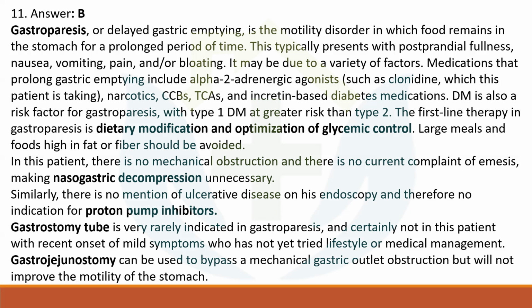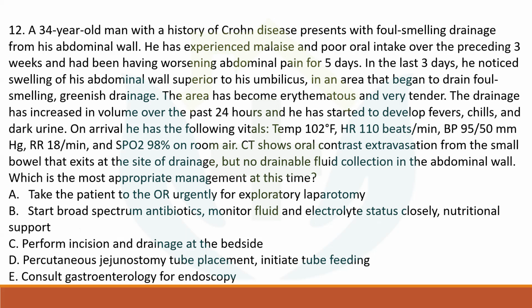Okay, now the next question. This is a 34-year-old man with Crohn's disease presenting with foul smelling drainage from the abdominal wall. He has experienced malaise and poor oral intake over the preceding 3 weeks and worsening abdominal pain for 5 days. For the last 3 days, he noticed swelling of the abdominal wall superior to the umbilicus in an area that has begun to drain foul smelling greenish discharge.